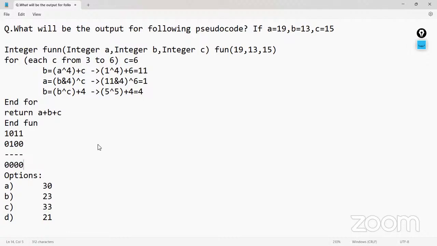Okay, 6, let me calculate with the 6. 6 means 4 plus 2. And now if it is the same, then as it is the same, it is 0, 1, 1, 0. So the final answer here is 6.